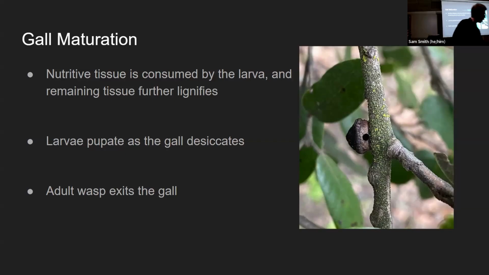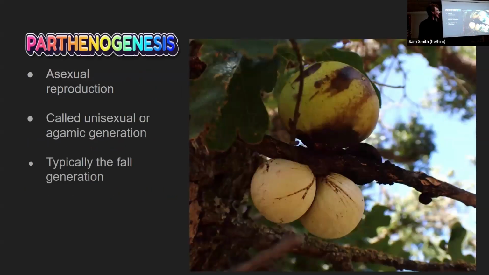Cool. So that's an overview of the details of the life cycle of a gall. And then zooming back into those two different generations. There's the agamic, unisexual generation, and that's the one that goes through a process called parthenogenesis. Parthenogenesis is a very sci-fi word. It just drew me in when I heard it. And it means asexual reproduction.